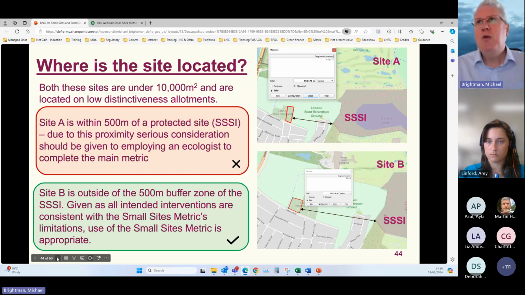Now let's talk about location. So we have site A at the top on the right and site B at the bottom, and you'll see that site A is within 500 meters of a protected site, SSSI. And therefore, because of this proximity to that SSSI, serious consideration should be given to an appointed ecologist and therefore completing the main metric. Site B, though, is outside the 500 meter buffer zone of the SSSI, and therefore, if all interventions are consistent with the small sites metric's limitations, again, in this instance, small sites metric use would be appropriate.